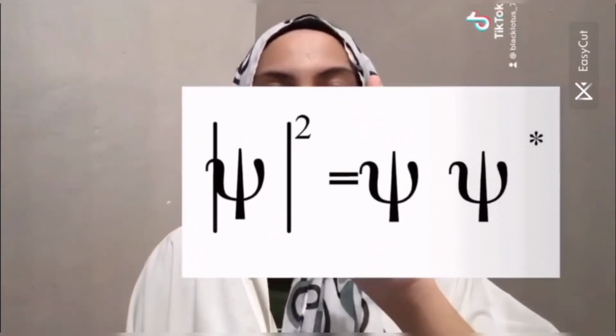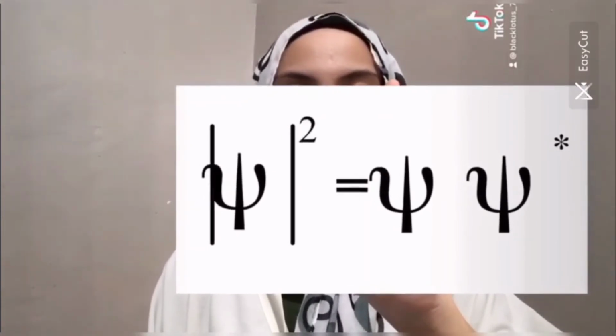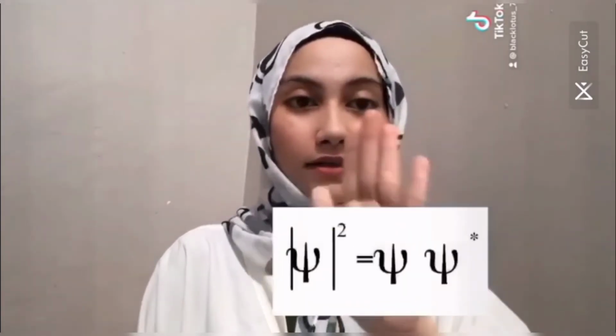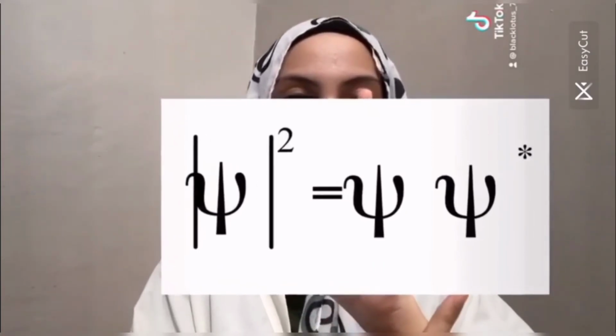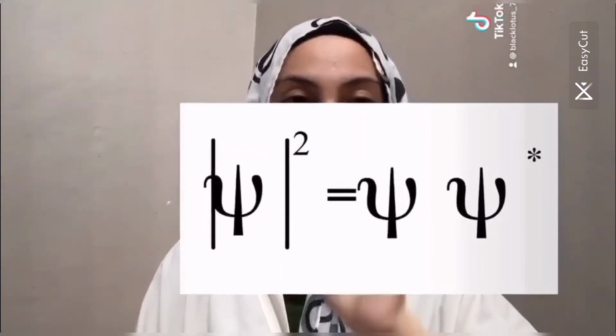Okay, next, the wave function symbol is called psi. Psi has a finite region and finite value, and that is called the wave pattern. We can describe it in this equation: the mod psi square equals psi times psi star. This is the wave function symbol, and psi star means the complex conjugate of the wave function.